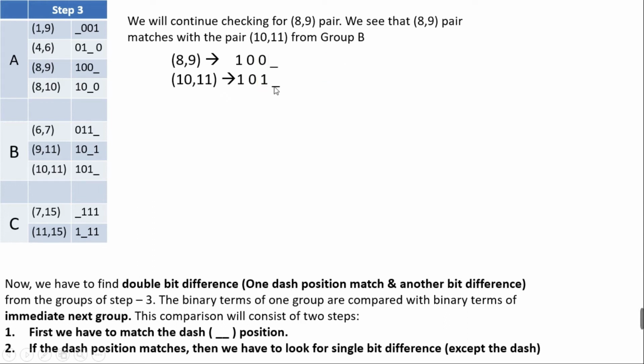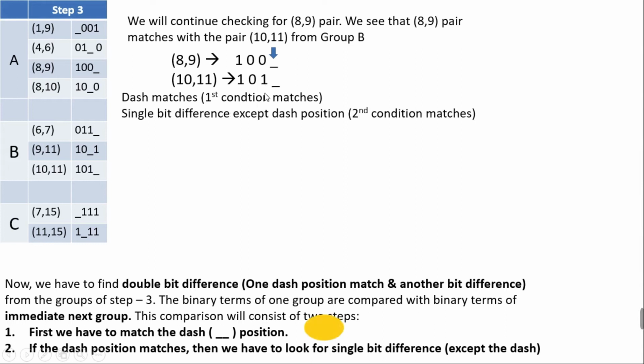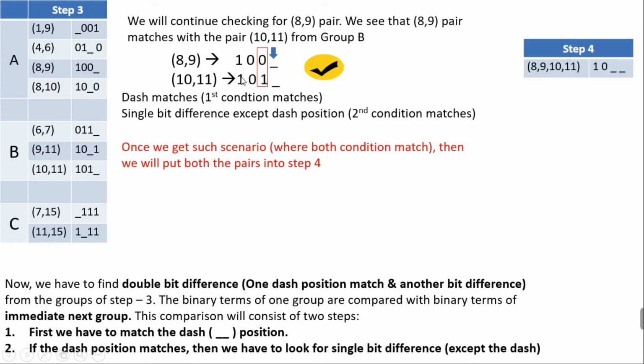Okay, so let me just rewind it. At first the first condition matched, the dash matches. Since it matched, now we're going to see whether there is a single bit difference for these pairs, and you can see that there is only 1 bit difference. That means it's a single bit difference, and since both of the conditions match, we're going to consider these pairs and put them into our next step. So let's see how we can do that.